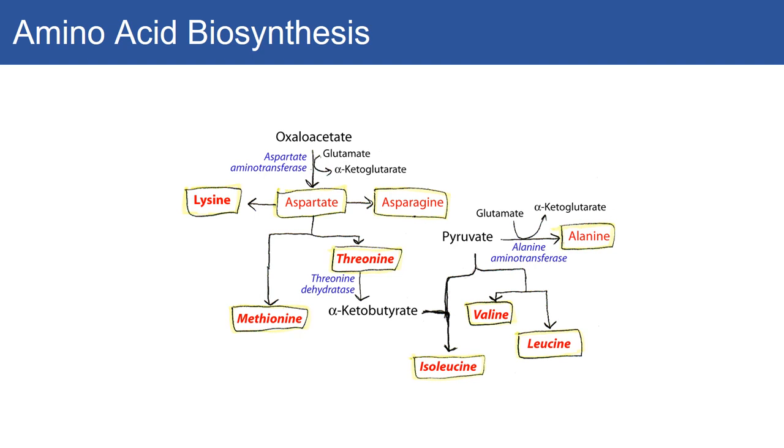So if we start with oxaloacetate, aspartate aminotransferase gets oxaloacetate to aspartate. From aspartate, I can get to all of these different products, one of them being threonine. From threonine, we can go to threonine dehydratase, which can make alpha ketobutyrate, and that pathway is tied in with pyruvate as it goes to isoleucine. So we have a tight intermingling of pathways that exist between all of these different amino acid enzymes and pathways.